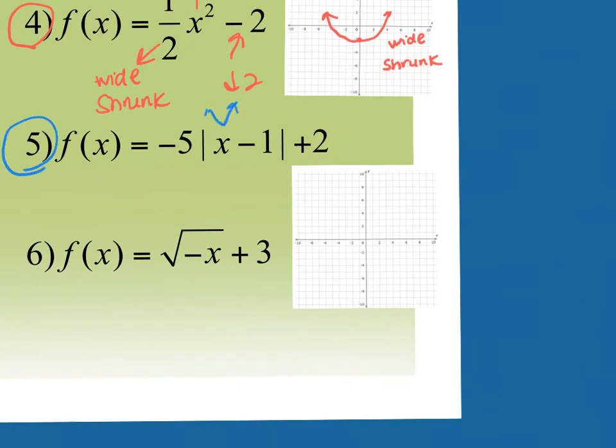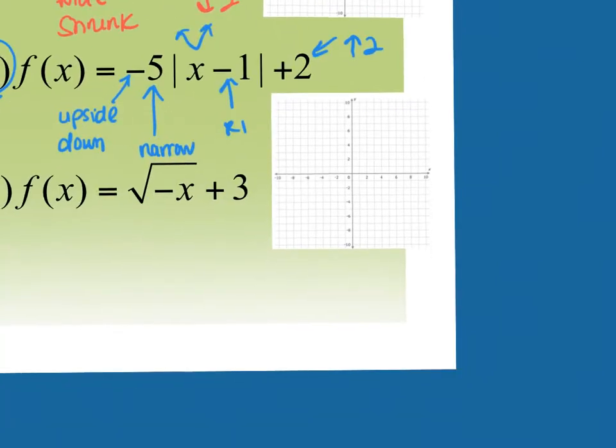So this is a V. The negative on the front means upside down. The 5 means narrow or vertically stretch. The -1 means right 1, and the +2 means up 2. Now, that's a lot of transformations, and that's pretty much on level with a question that you would get. You're not going to get just like one transformation.